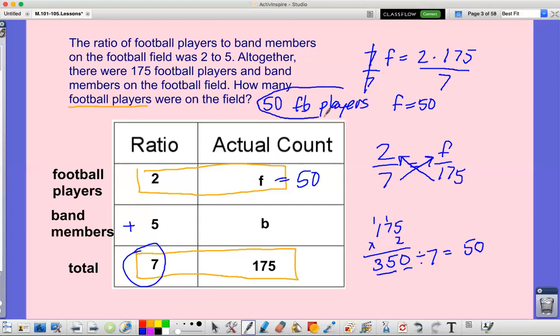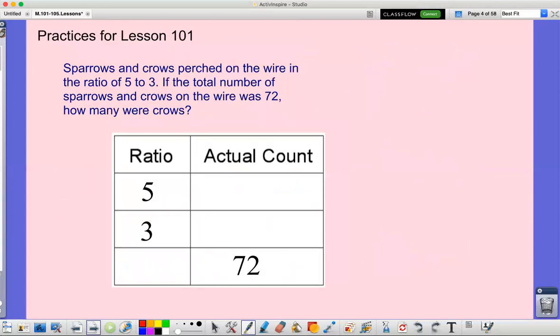Okay. If it went further, if it asked us how many band members, all you need to do if it asks you that information as well is take that 175, subtract from the number of football players there are, and you now know how many band members there are. So 125 band members. The two combine to make the total 175 that we have there. Let's try this one.